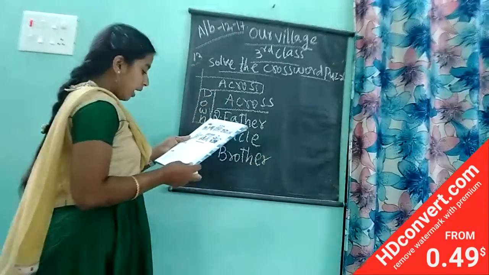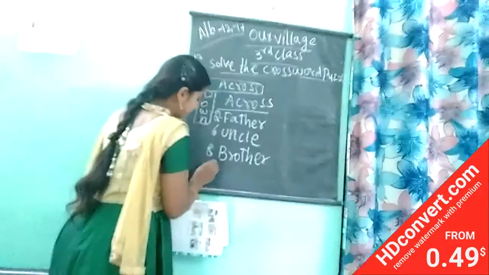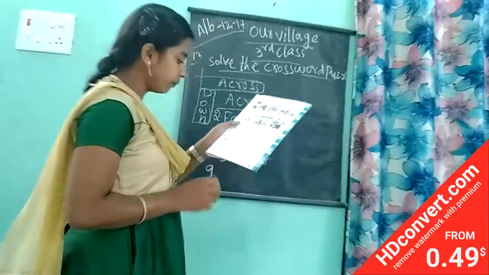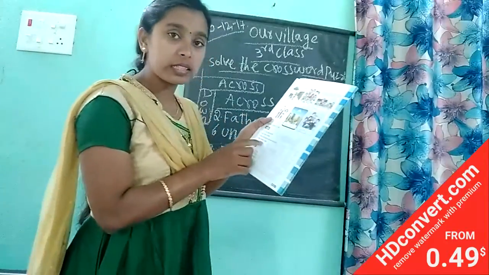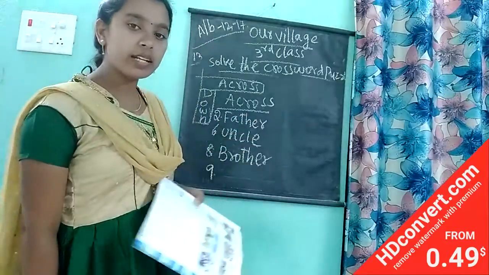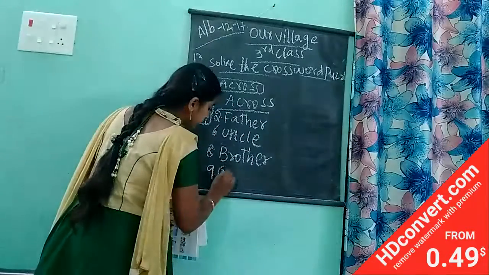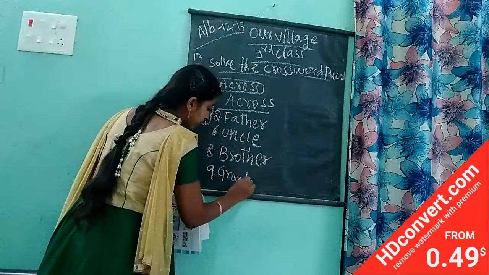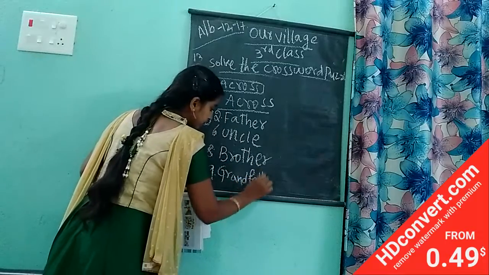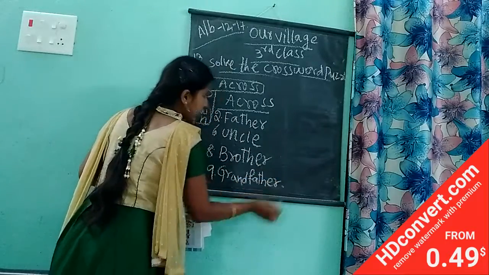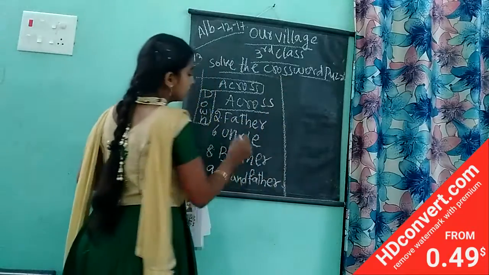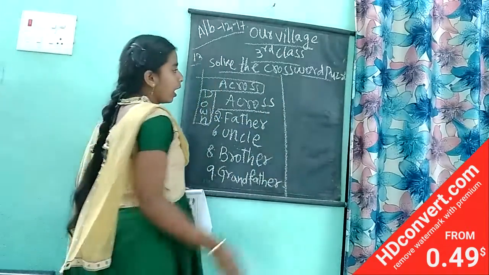The 8th one. And next, coming to the 9th question. What is the 9th one? Your mother's father. Mother's father is called a grandfather. This is across 2, 6, 8, 9. And now down.